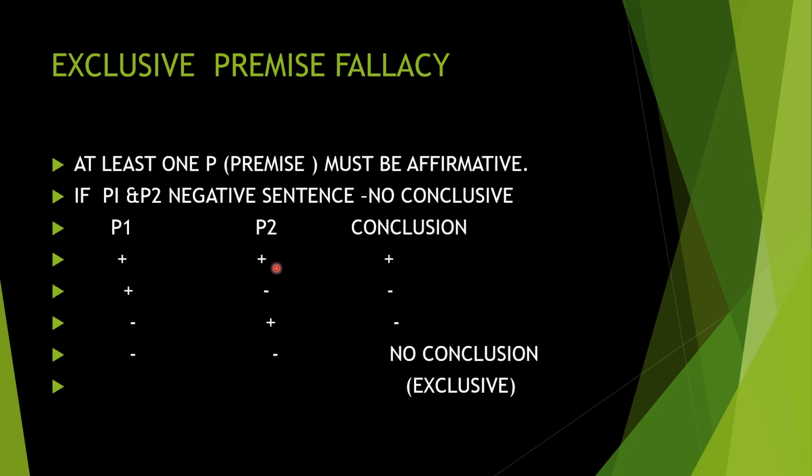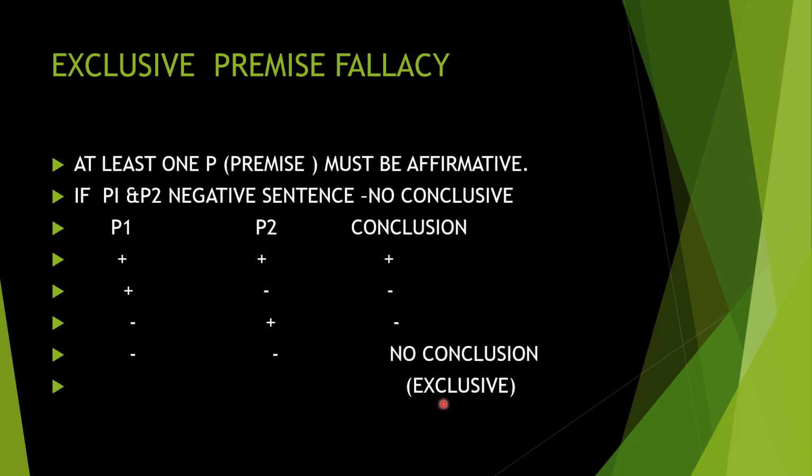Understood? You can see that. If P1 and P2 are both negative sentences, then there is no conclusion. Understood? P1 means premise 1, P2 means premise 2. If both are negative sentences, then there is no conclusion. If P1 is positive and P2 is positive, the conclusion can be positive. If P1 is positive and P2 is negative, then the conclusion is negative. P1 can be negative and P2 positive, but the conclusion is negative. And here both are negative, then no conclusion is there.